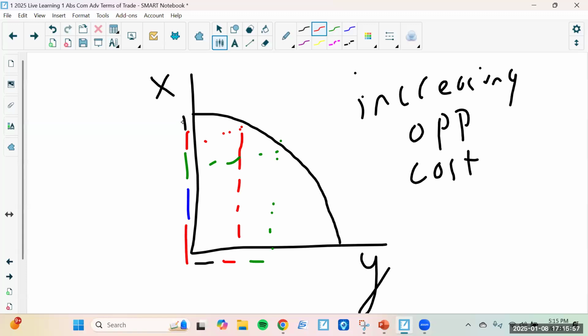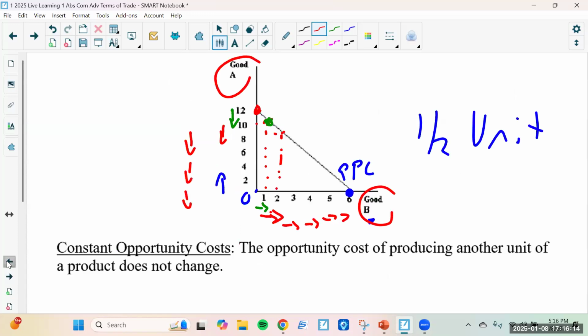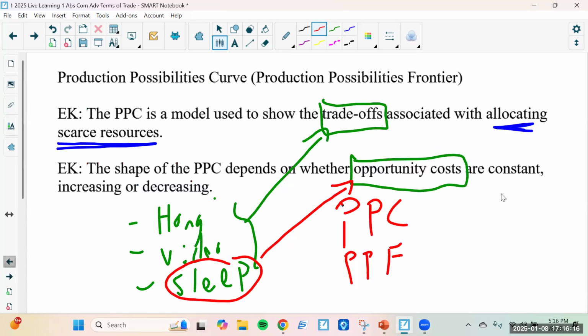You give up just a little bit to start with, then more for the next unit, and even more for the next unit, even more for the next unit. This looks a lot better, and you can see it a lot better when you actually have numbers to apply with this. And when you actually go through the unit, they'll apply numbers to it. But I just wanted to tell you the concept of what it is. Okay, so we've got a constant opportunity cost, we've got an increasing opportunity cost.